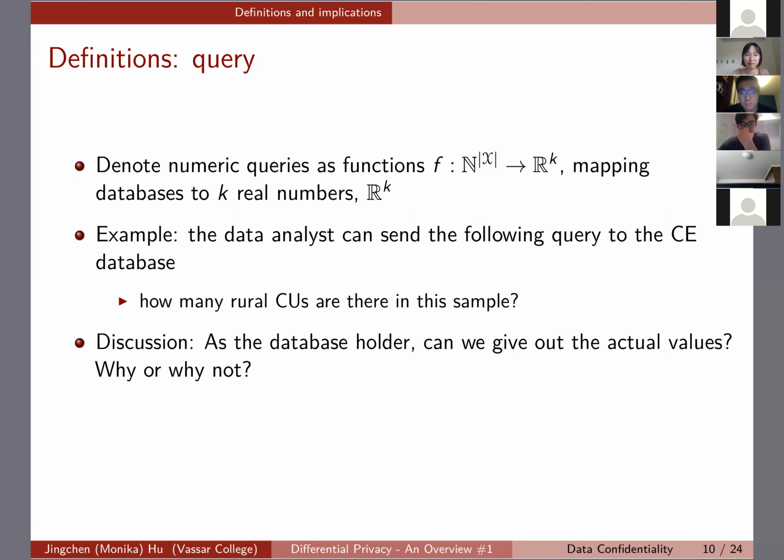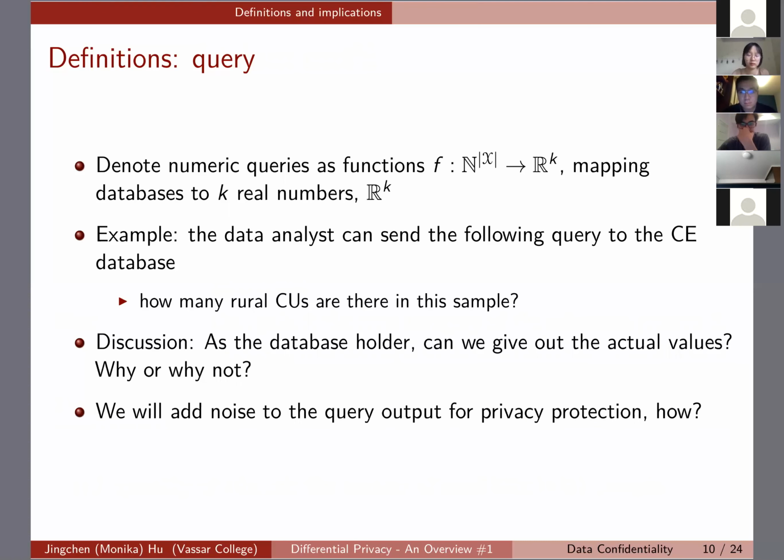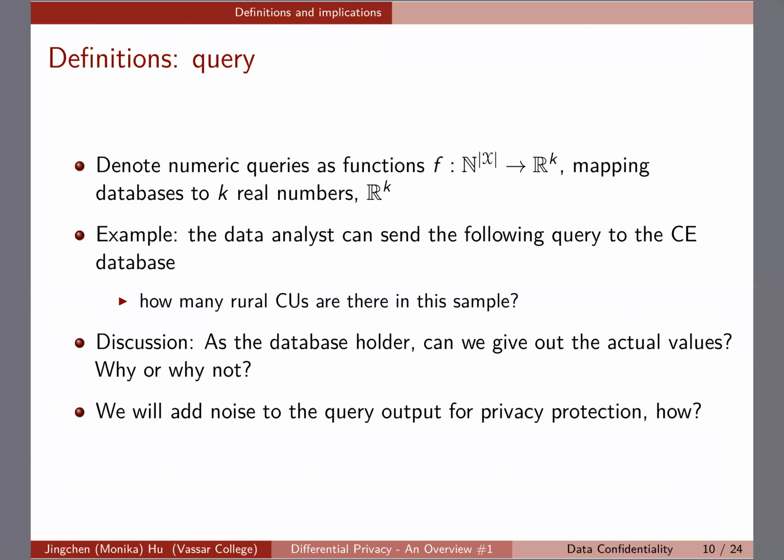With that in mind, we're going to add noise to the query output for privacy protection. Instead of giving out the exact value of 200, I might give out a noisy version of it. We have to talk about how to add the noise, of course. The general idea is that the noise will be very specific to the query we're doing, and we'll see how we can add noise that guarantees those privacy protections.